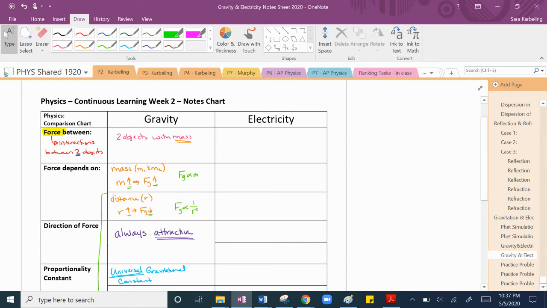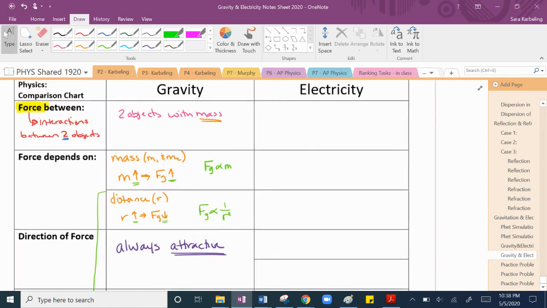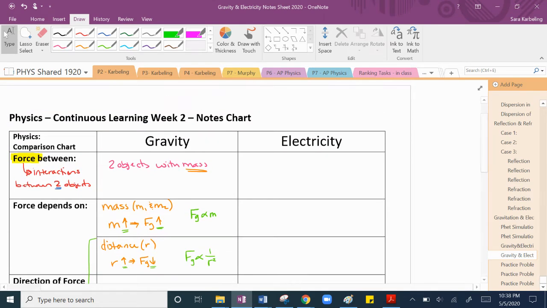Electricity, let's take a look at this one. So again, you did the PhET simulation for gravity. Now we're going to do the PhET simulation for electricity. So we have to have two objects again, but in this case, instead of the object's mass being the thing we care about, the thing we care about here is that we have objects with an electric charge.